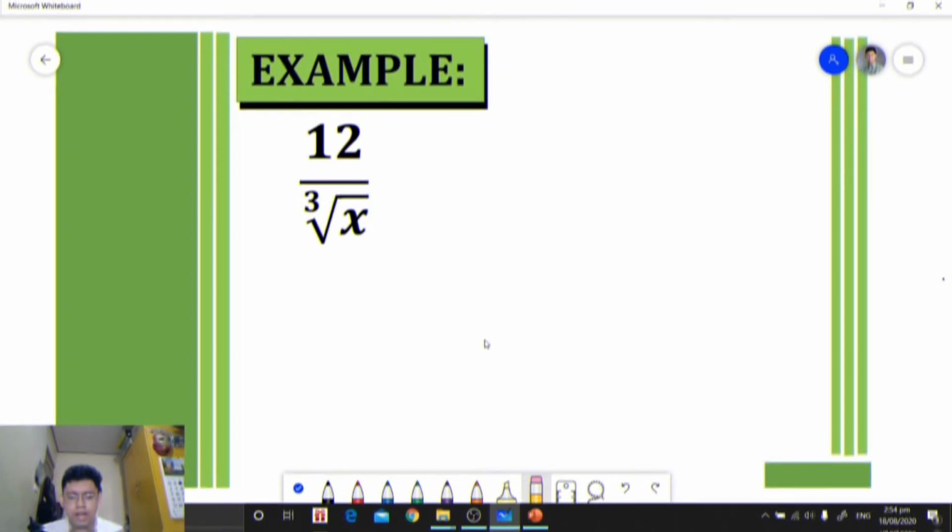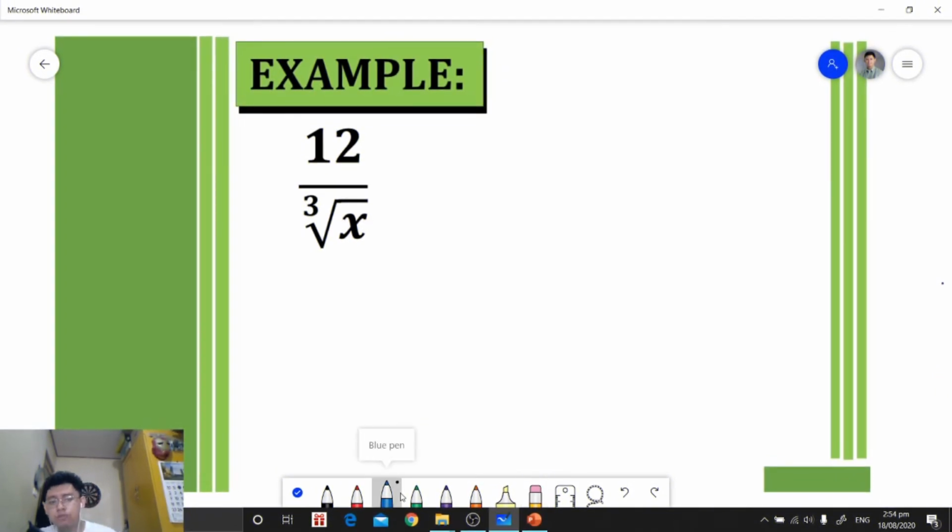So let's have another example. For example, we have 12 over the cube root of x. We're going to multiply our numerator and the denominator by the value that will make our denominator not radical. In this case, we're just going to think of a number that will make our radicand equal to our index so that we can cancel out our radical symbol. How many x do we need in order for this to be x raised to 3? It is x squared.